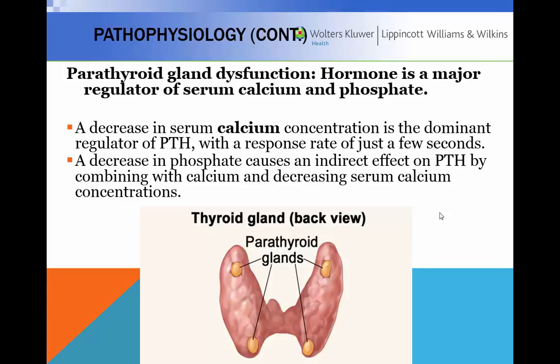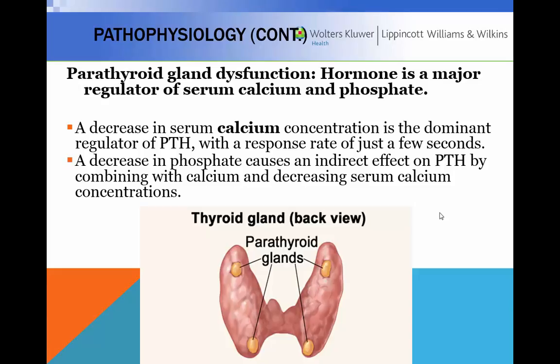Parathyroid gland dysfunction. Hormone is a major regulator of serum calcium and phosphate. A decrease in serum calcium concentration is the dominant regulator of parathyroid hormone with a response rate of just a few seconds. A decrease in phosphate causes an indirect effect on parathyroid hormone by combining with calcium and decreasing serum calcium concentrations. Now keep in mind I said that if my patient had an elevated calcium level, I check their parathyroid hormone, but you have to understand that these glands work in a negative feedback mechanism.